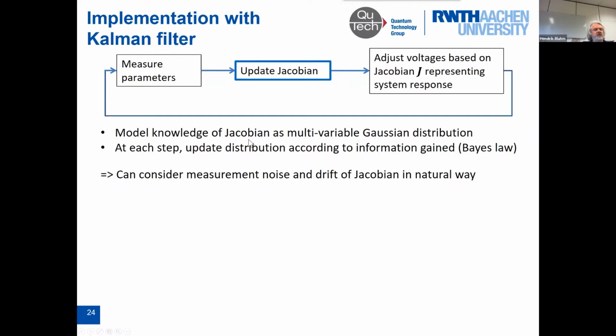Concretely, we've modeled the Jacobian as a multivariable Gaussian distribution. So we take uncertainty into account, which reflects noisy measurements and imperfect information, also drift. And then at each step, we update this distribution according to the information gained using a Bayes approach. That also allows us to consider noise in the measurements in a natural way.